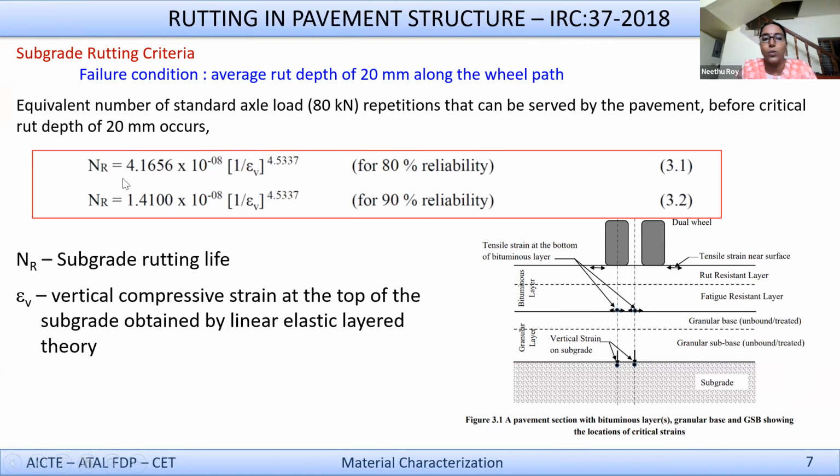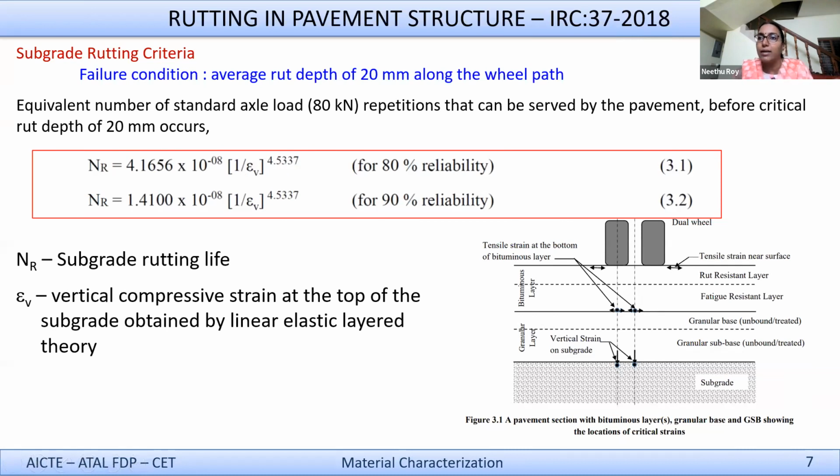Okay, so here the distress transfer function for rutting given in IRC 37 is this, which is NR equal to some constant, and it is related to epsilon B. Now, what is this epsilon B? It is the vertical compressive strain on top of the subgrade. Right. So how do you get this information? Again, this is based on the structural evaluation of the pavement using layered elastic analysis. You see what the vertical compressive strain on top of the subgrade is. You can now plug it in here to get the number of repetitions to failure by rutting.